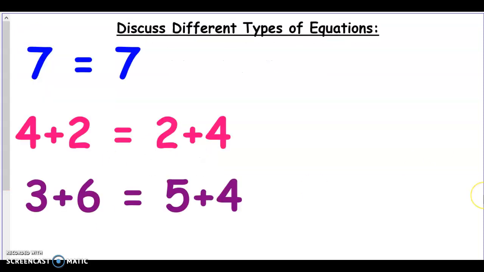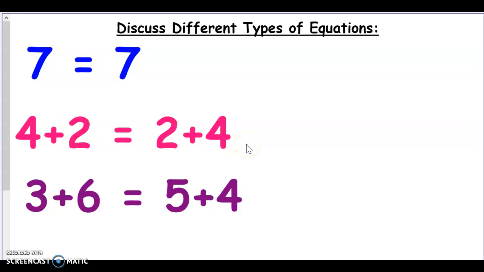Okay? So here we have some different types of equations. Just kind of a review about the equal sign and what kind of different equations can look like. So we have here, this top one is easiest to see, that 7 is equal to 7. 7 is the same as 7. The next one we see is 4 plus 2 is equal to 2 plus 4.